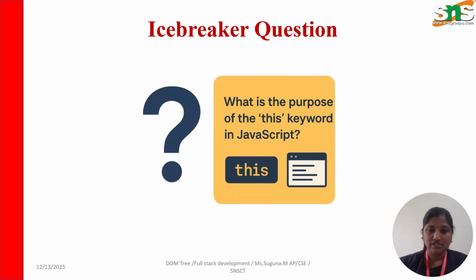Here is an icebreaker question. Let me start with a simple question. When you click a button on a website, how does the page change without reloading? Just think of this, okay? For example, a date selection in a booking site, quantity change in a cart, or showing or hiding content. All this happens because of the DOM tree, okay?